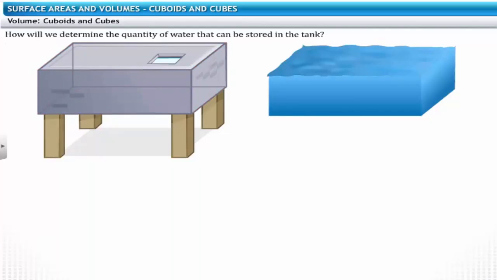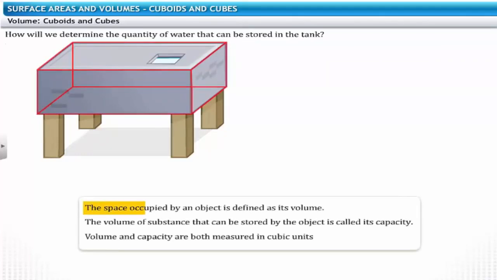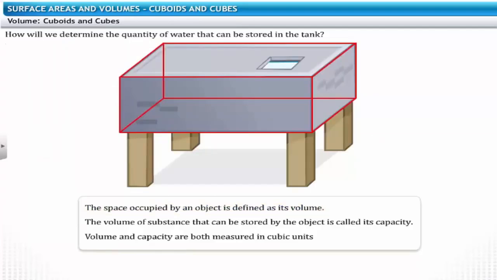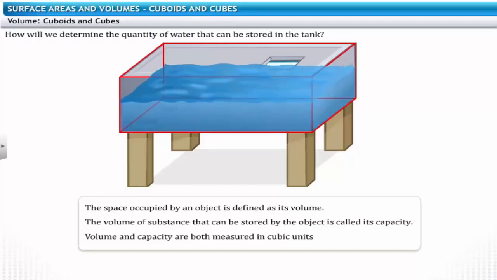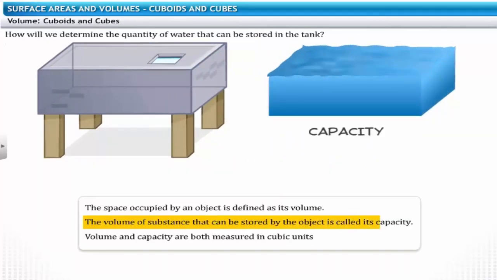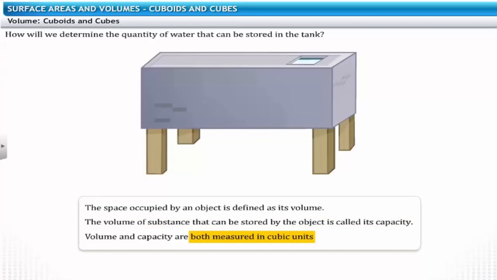Let's first understand the meaning of the terms volume and capacity. The space occupied by an object is defined as its volume. Now, if the object is hollow, its inner space is empty. The empty space can be occupied by air or it can hold some liquid. The volume of substance that can be stored by the object is called its capacity. Both are measured in cubic units.